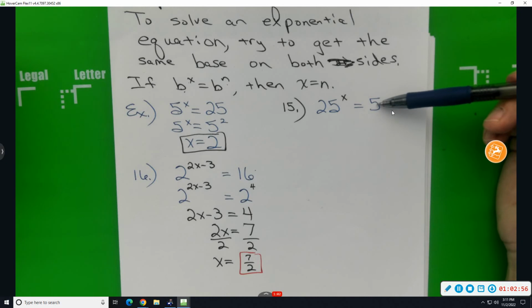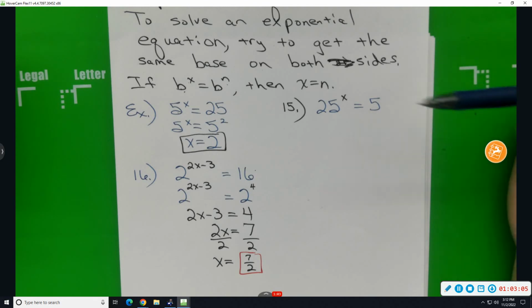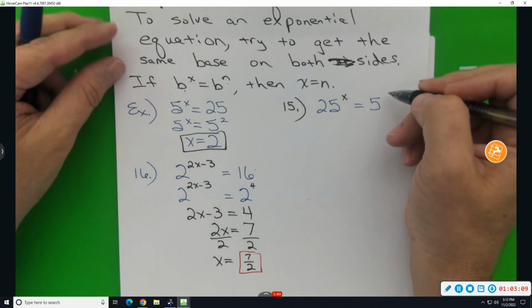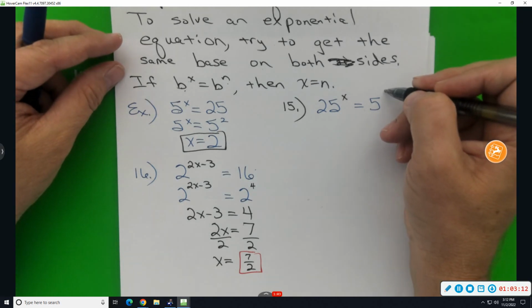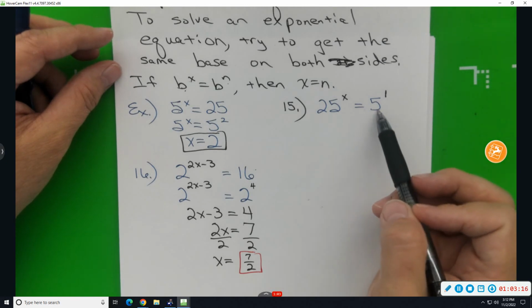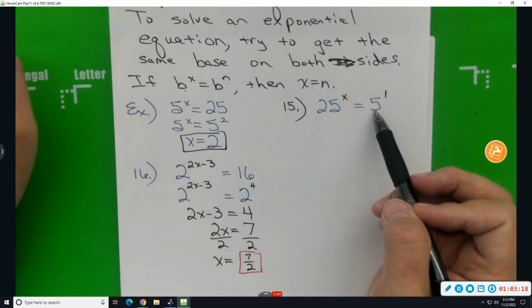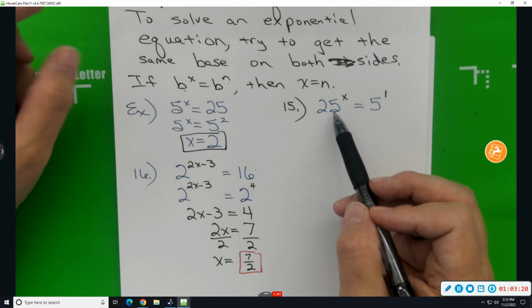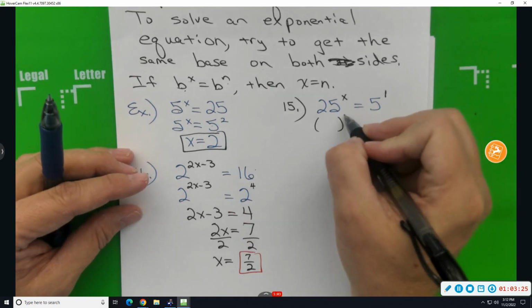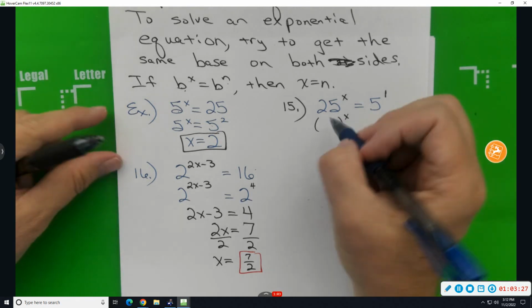I don't know, 5 is the smaller base. You say, well, how is 5 a base? I don't see an exponent there. Sure, there's an exponent there. If you don't see an exponent, you can always assume there's a power of 1. 5 is a prime number, so I'm not going to change it. But I know I can change 25 to 5 squared. So I'm going to change that 25 to 5 squared.